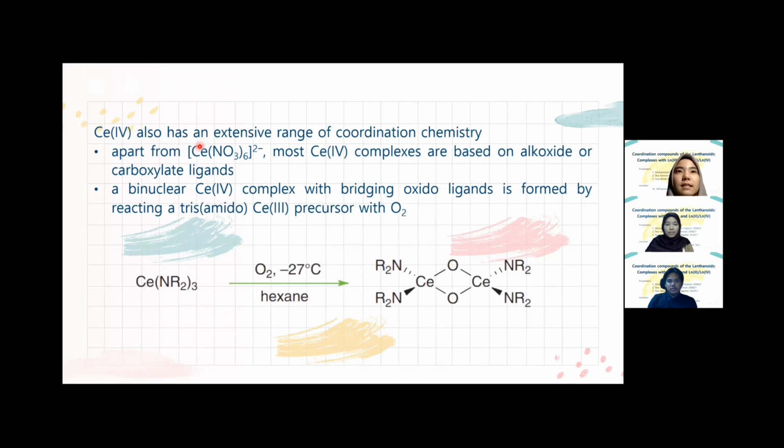Cerium 4+ also has an extensive range of coordination chemistry. Apart from Ce(NO3)6 2-, most cerium 4+ complexes are based on alkoxide or carboxylate ligands, and a binuclear cerium 4+ complex with bridging oxido ligands is formed by reacting a tris-amido cerium 3+ precursor with oxygen.